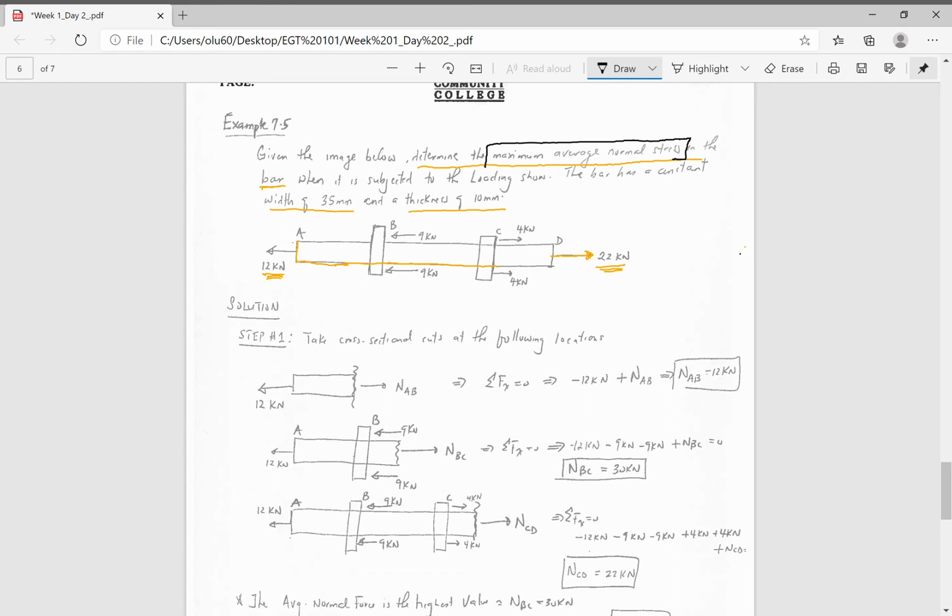So we start off by taking a cross-sectional cut at that location, because this is our A. We're taking a cross-sectional cut between A and B, and we're looking at the inside of it. So we have our forces that balance it out: the normal force at AB, and a force of 12 kilonewtons going that way. When we do the sum of the forces equals 0, we get negative 12 kilonewtons plus the normal force at AB, and this is going to be positive here.